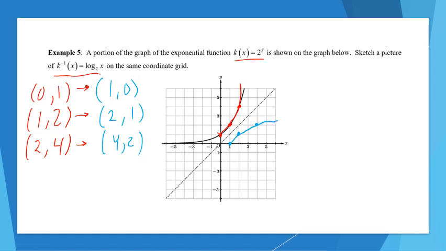And then if we take a look at what happens when you go to the left, this gets closer and closer to 0. So if we flip that, this should get closer and closer to the negative y-axis there. And so this is what the inverse, or a logarithmic function, should look like, with that horizontal asymptote being reflected and turning into a vertical asymptote for logarithmic functions.